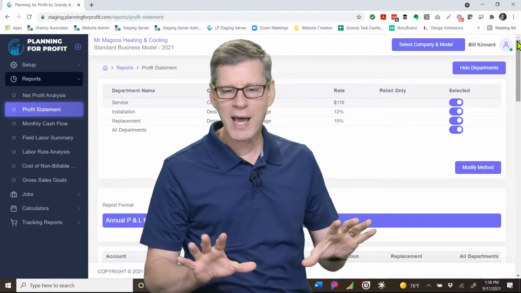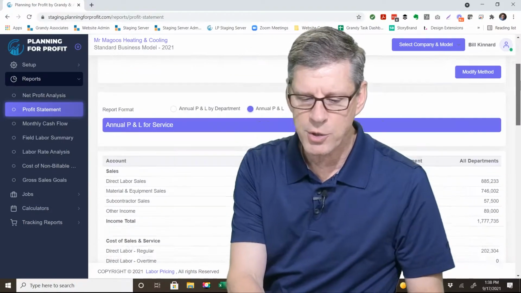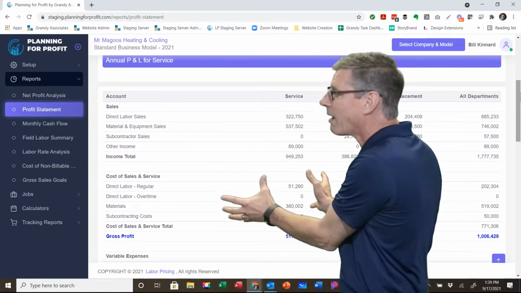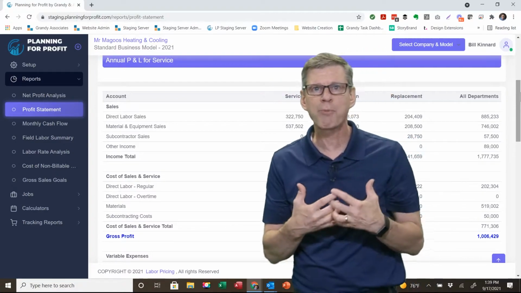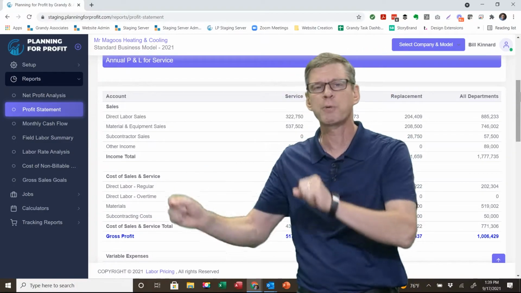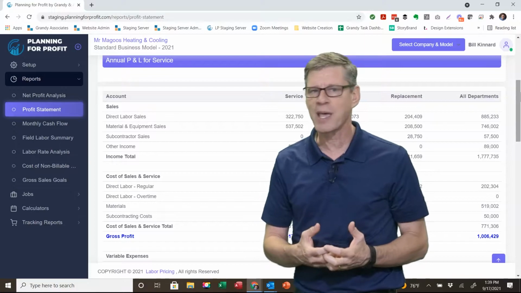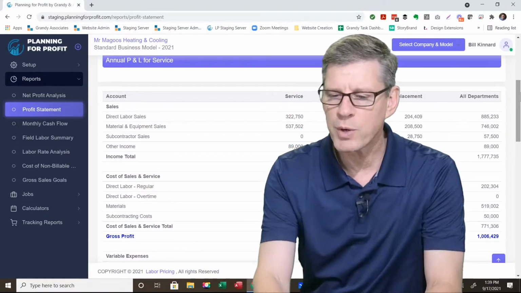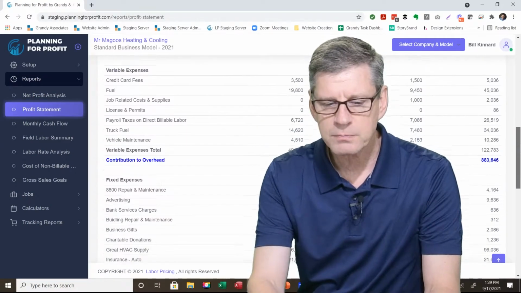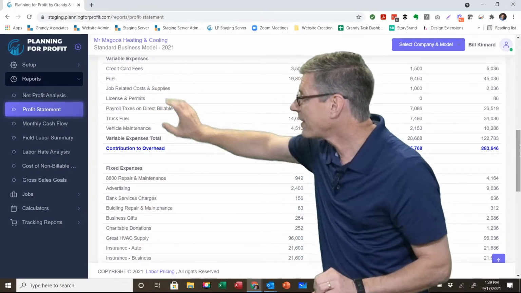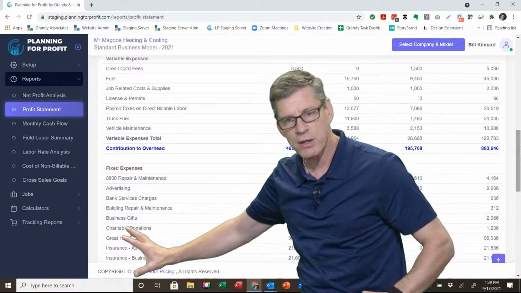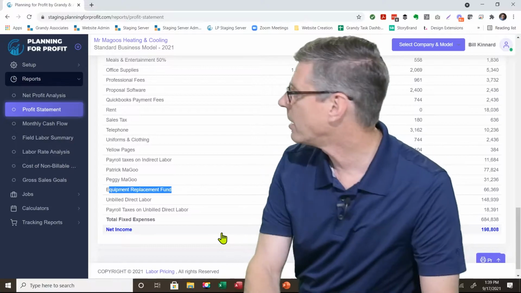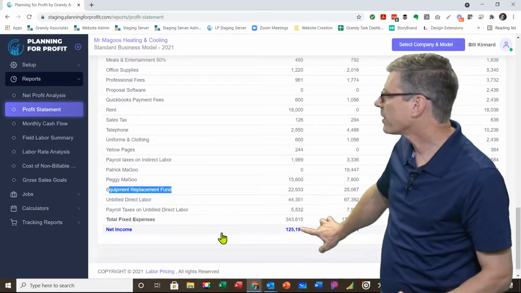Now, as I scroll down, let's go into the balance of the report. We actually have at that point a P&L, right? So the profit statement is essentially a profit and loss statement from a cash flow perspective. So it's going to be laid out the same way. All of our sales, all of our cost of sales. Below that, we're going to have all of our variable expenses and then all of our fixed expenses.